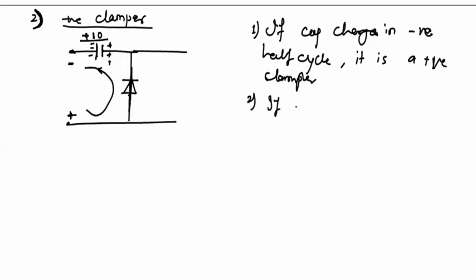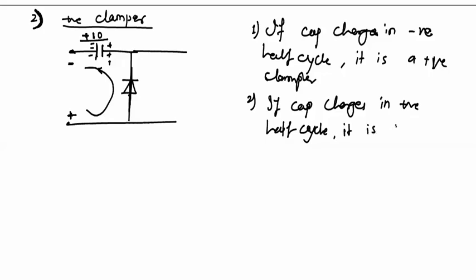Second, if the capacitor charges in the positive half cycle as in the earlier circuit, it is a negative clamper. It is a negative clamper.